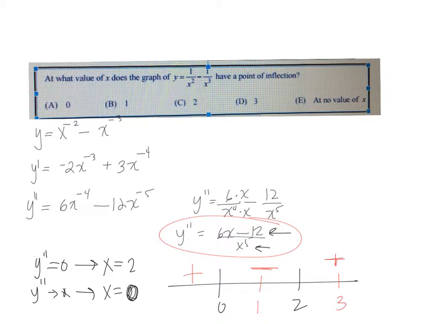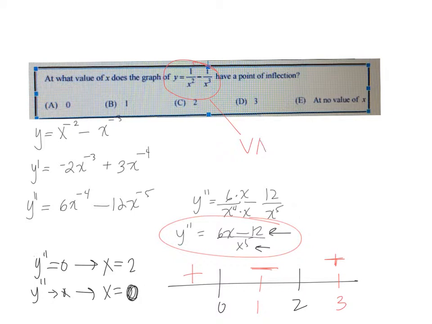Uh-oh. You heard that uh-oh, right? Big uh-oh. What do we do? There's 2 points of inflection, and I can only pick one answer. I can either say 0 or I can say 2. So this is where you stop and think.